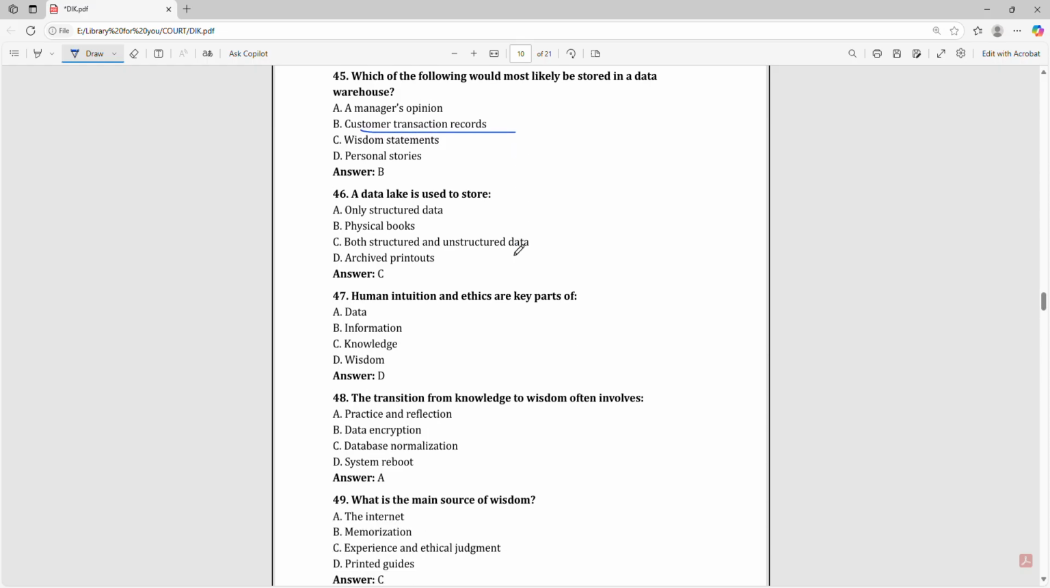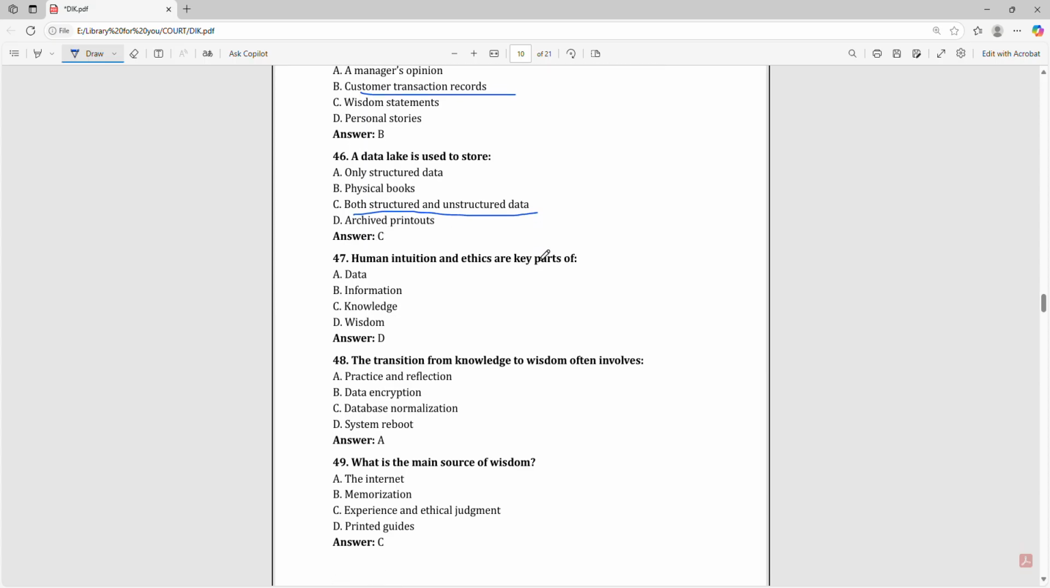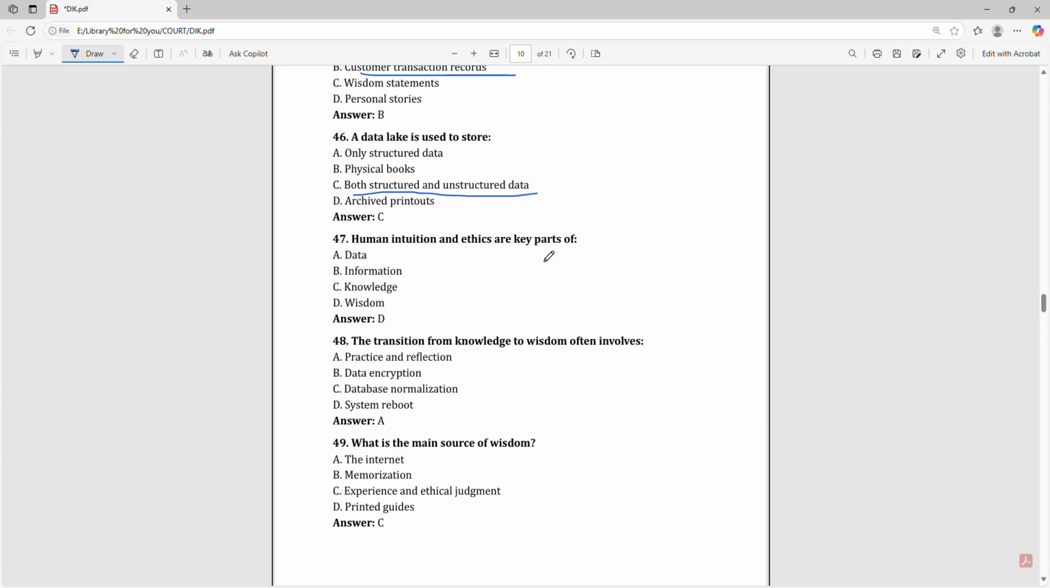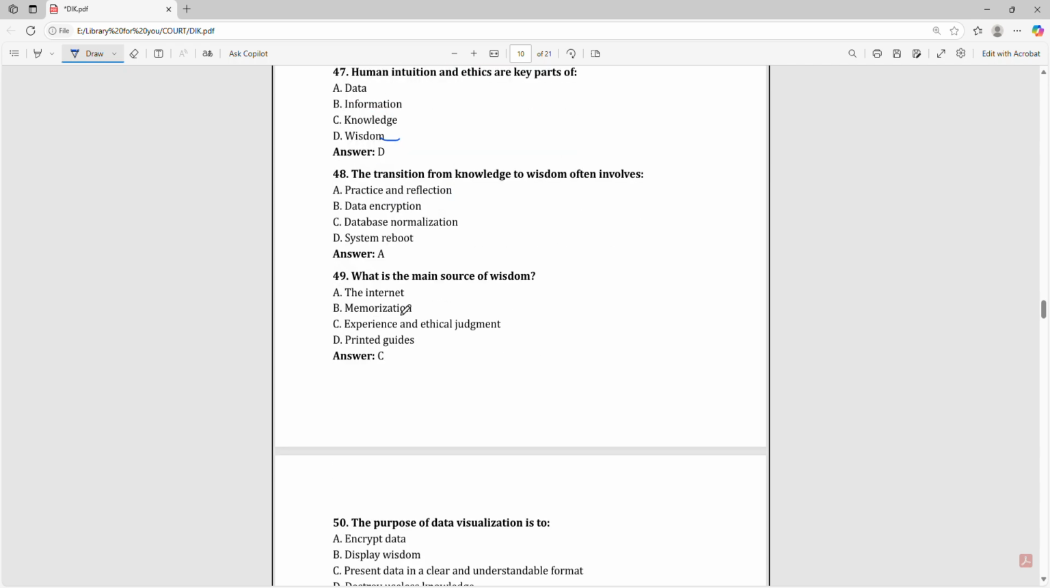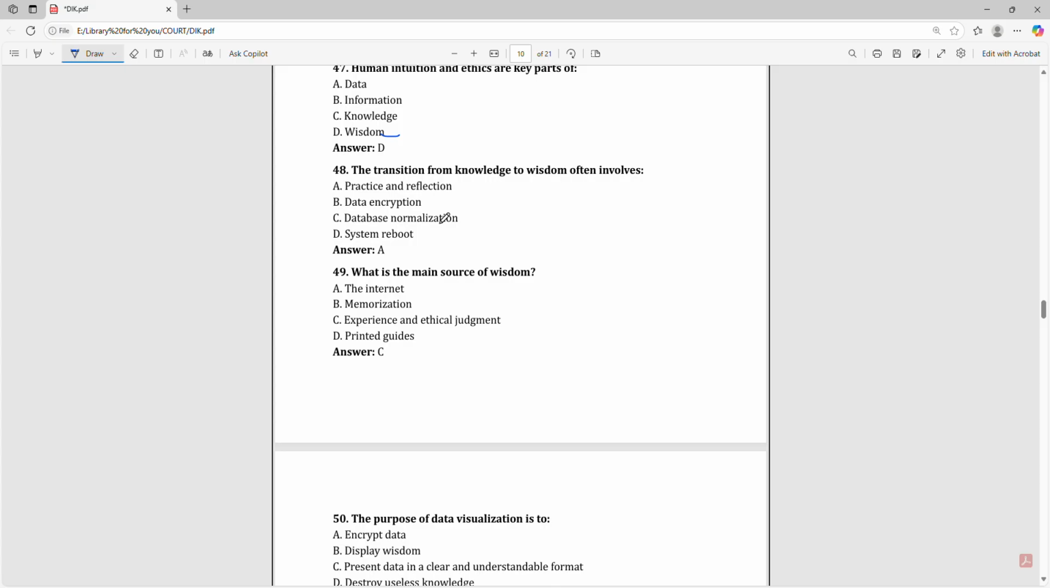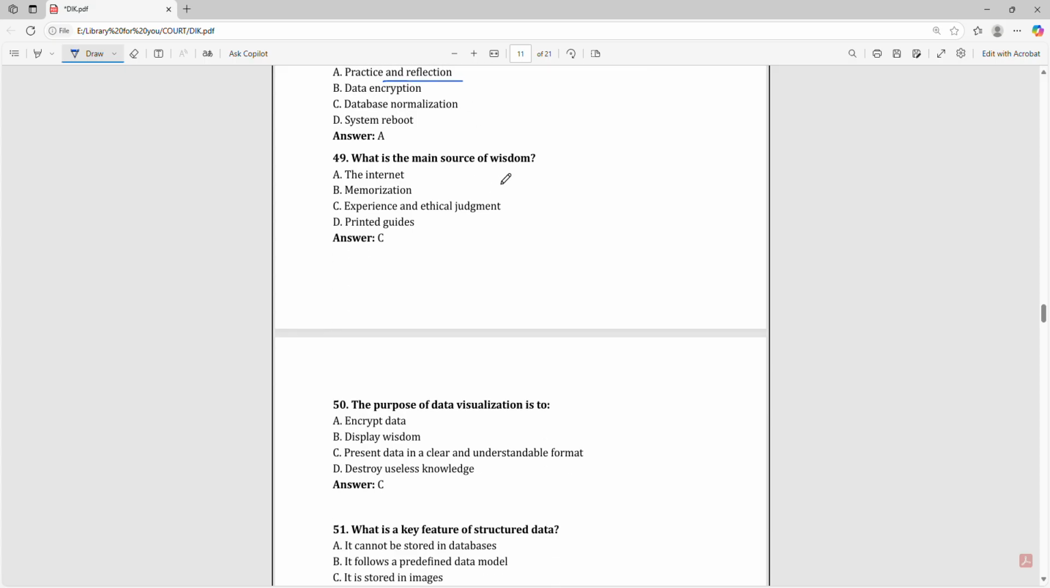A data lake is used to store both structured and unstructured data. Human intuition and ethics are key parts of wisdom. The transition from knowledge to wisdom often involves practice and reflection. What is the main source of wisdom? That is experience and ethical judgment.